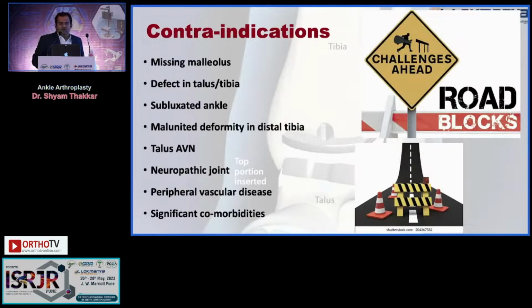So missing malleolus, defect in talus or tibia, significantly subluxated ankle, malunited deformity in the tibia, avascular necrosis of talus, neuropathic joints, and obviously peripheral vascular disease and significant comorbidities.